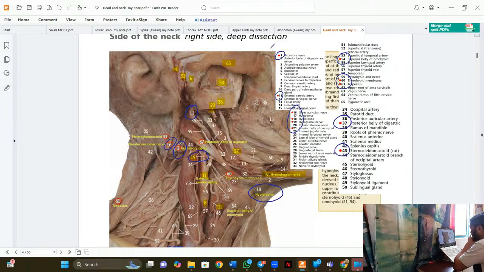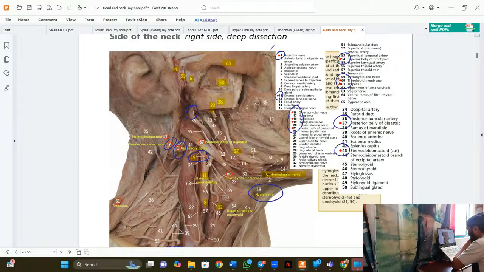But 27, it's not in red, but I think it's important. What's this? Yeah, 27 is the lingual nerve, and it is not in red. So if you think anything is important, you can ask.